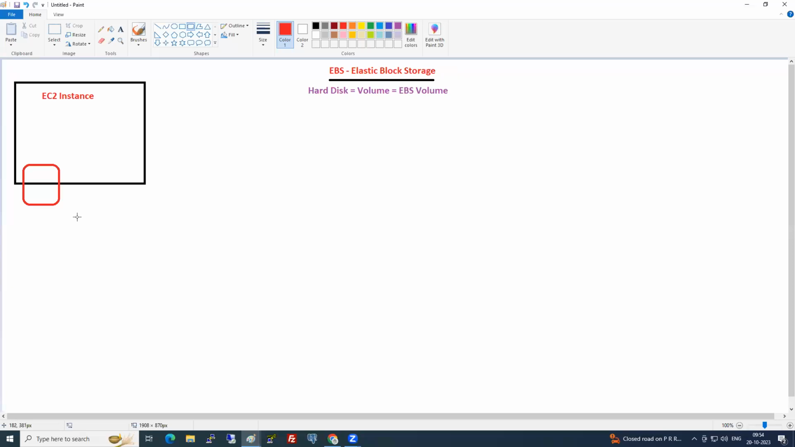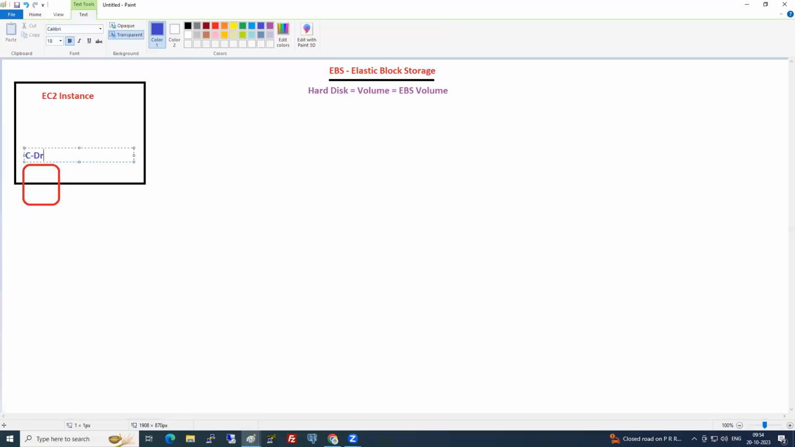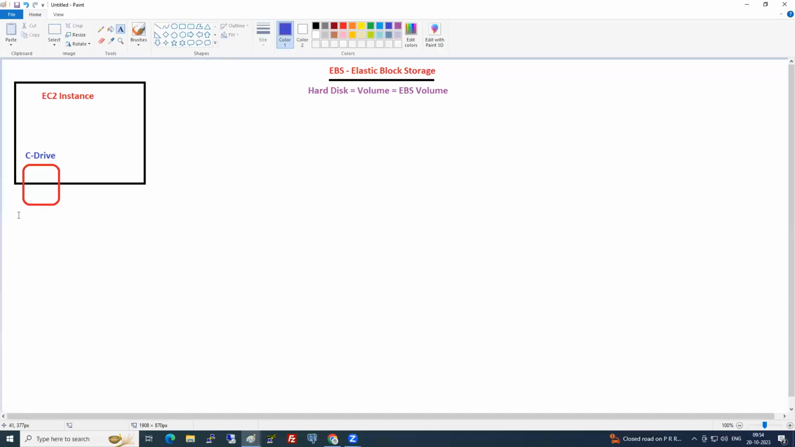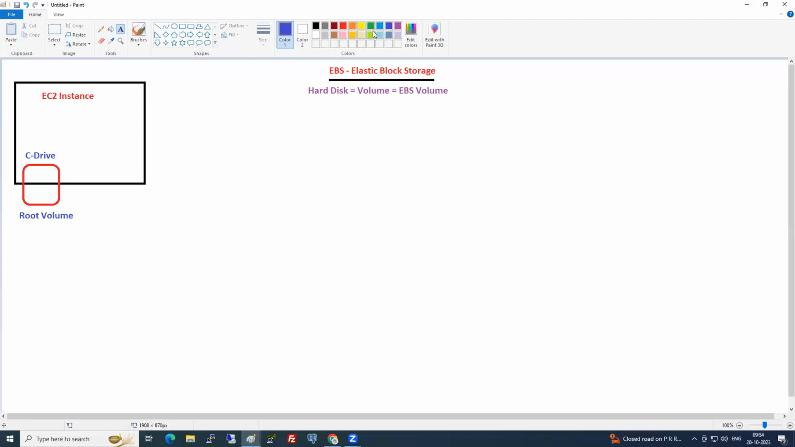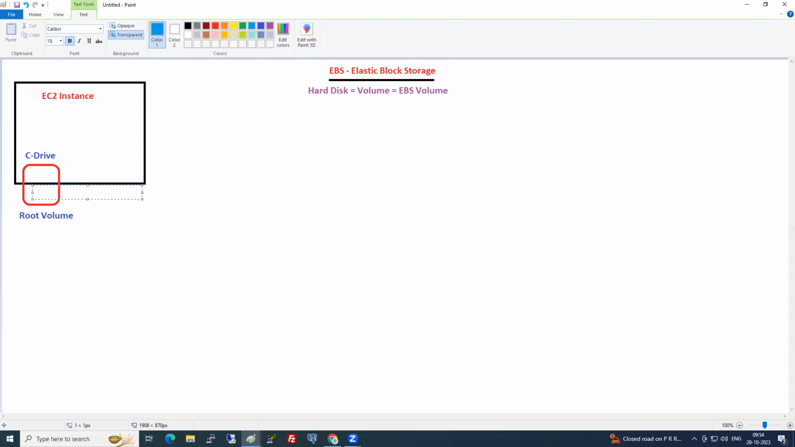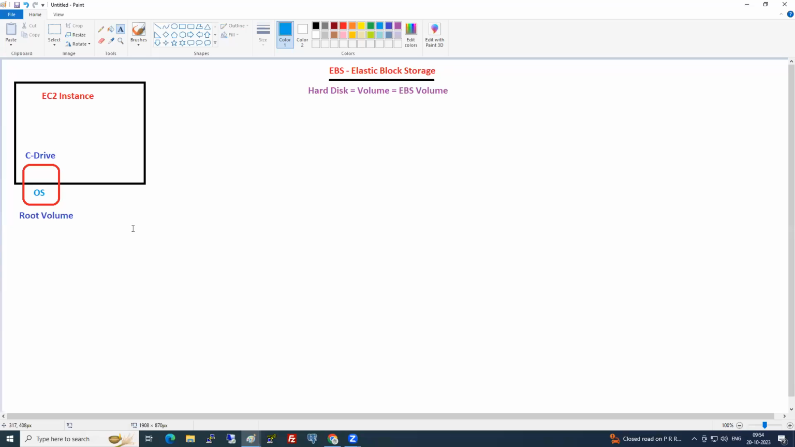Because where is your operating system? In the C drive. You will get the root volume. So this is the C drive. What does the root volume contain? Operating system. So when you launch an EC2 instance, a root volume will come and that root volume contains the operating system. We can call it the default volume. By default one volume will come, and that default volume is also called the root volume.